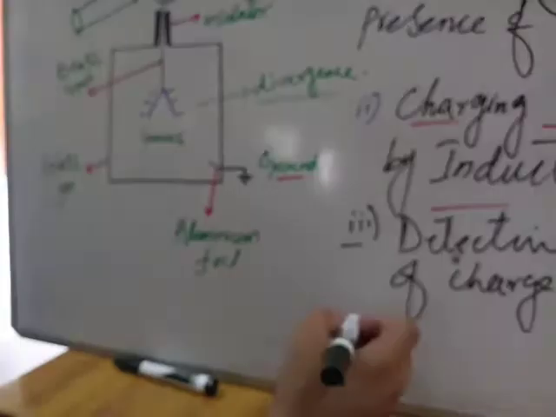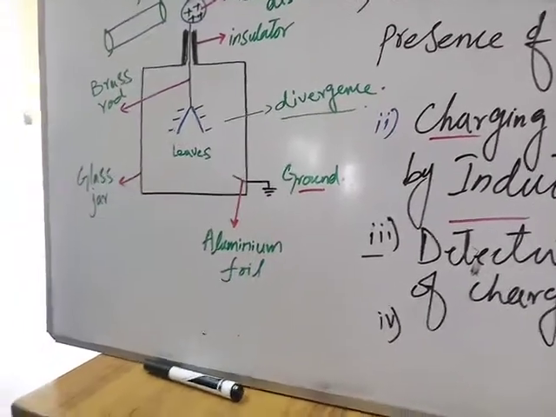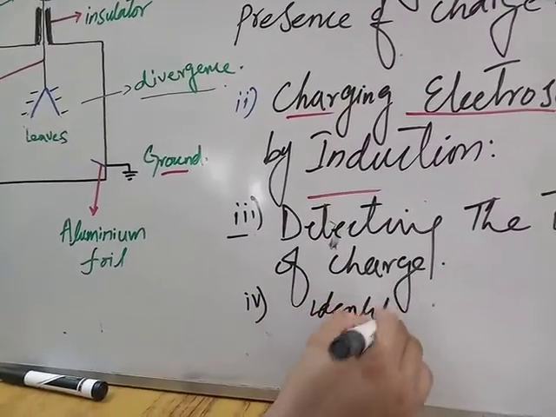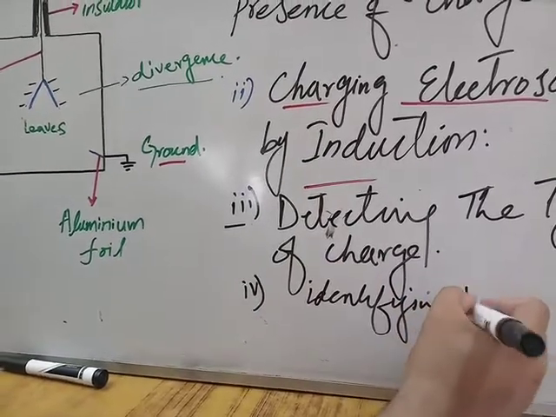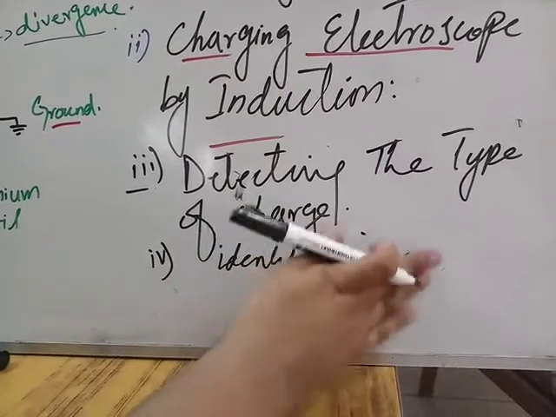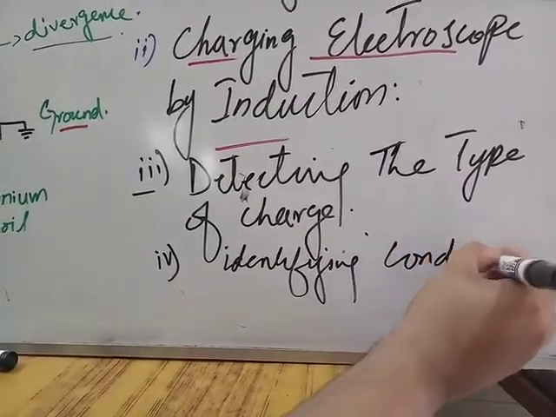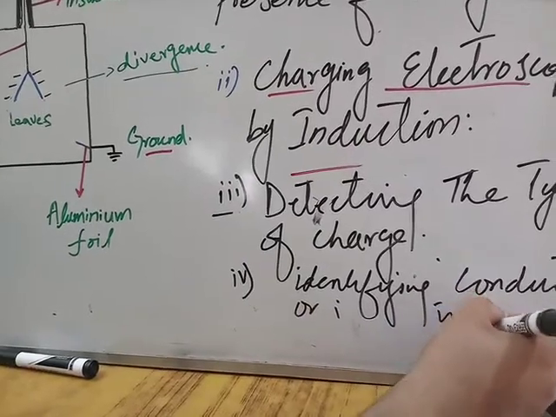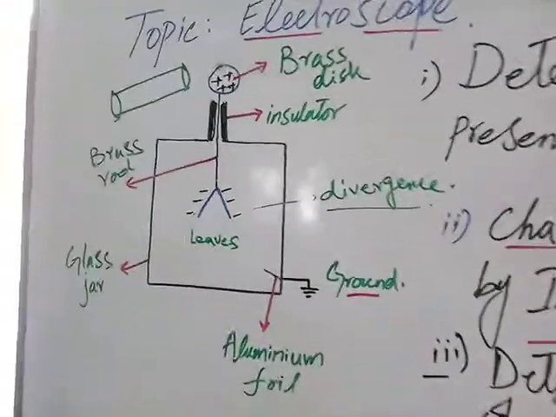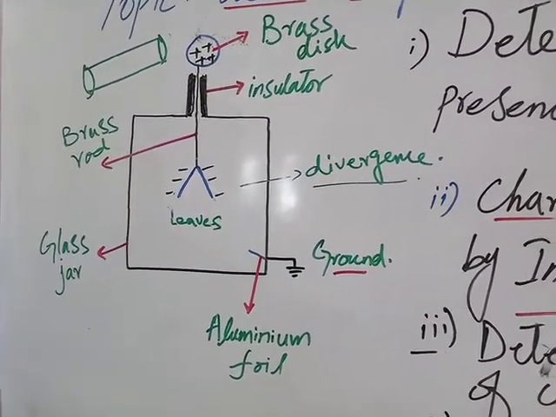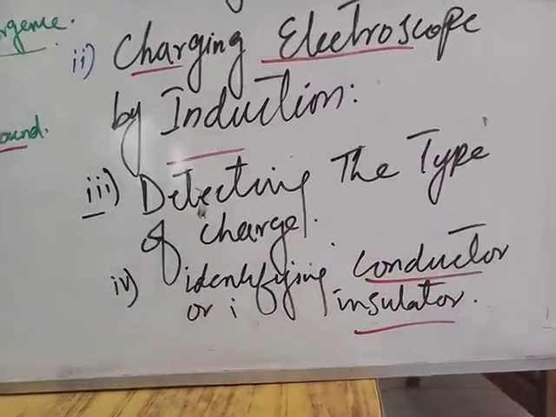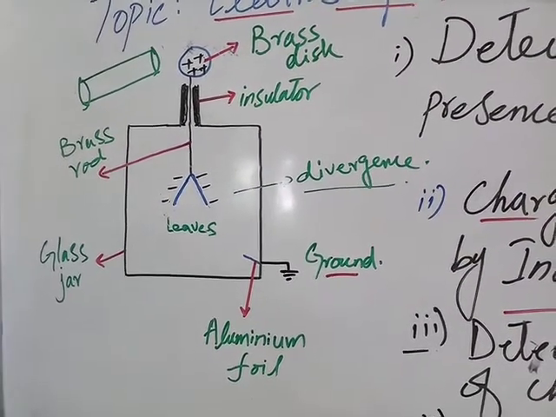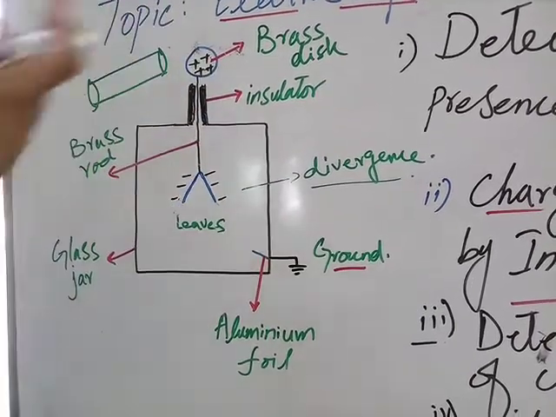This electroscope is also used to identify whether a body is a conductor or insulator. It means identifying the body, conductor or insulator. The electroscope can also be used to distinguish between a conductor and an insulator. So for this, the disc is touched by the material under test.